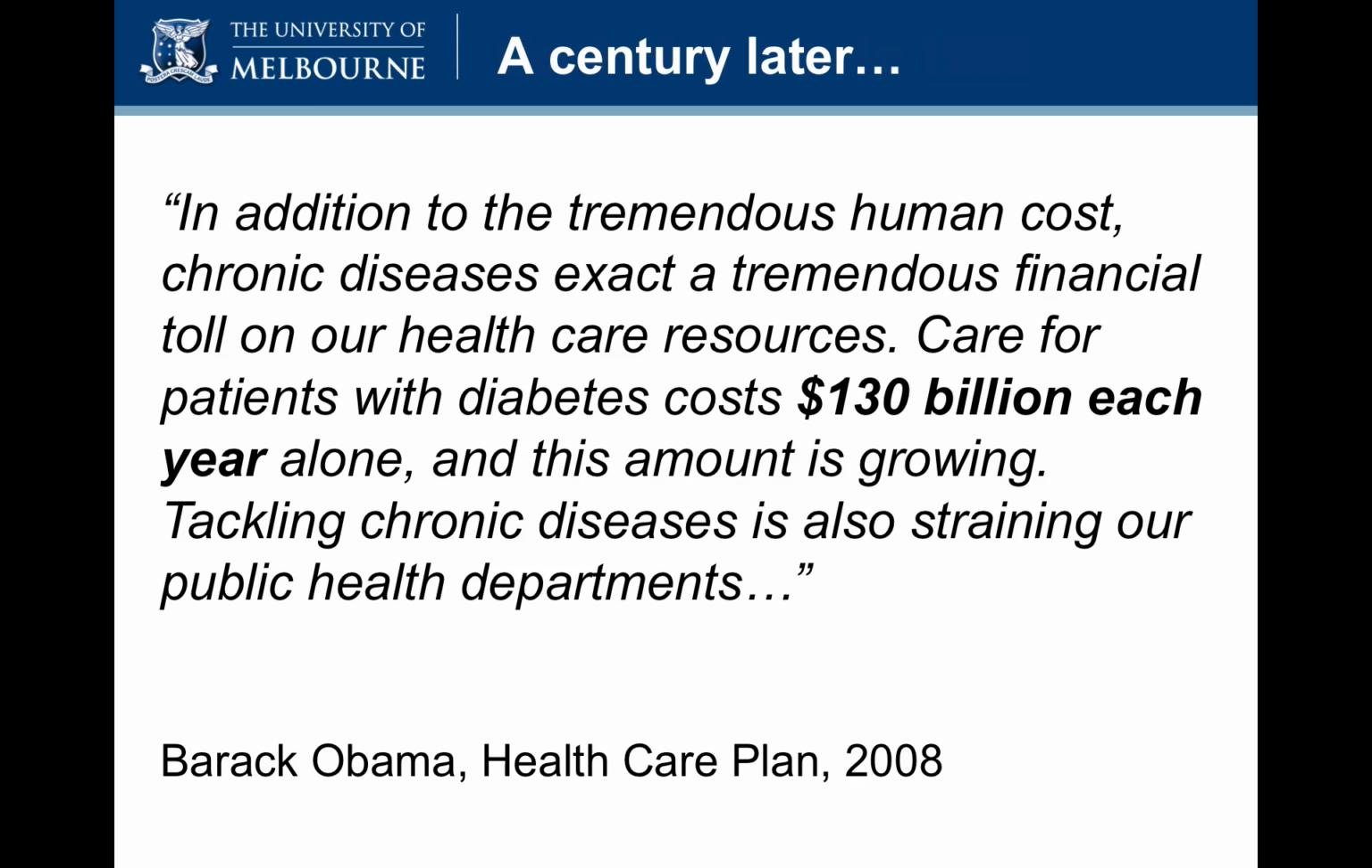So if we go forward a century, as you can see, this is a similar sort of quote, except instead of talking about tuberculosis, this is by Barack Obama from his healthcare plan in 2008. What he's talking about is diabetes. The millions have been turned into billions, and again, people are talking about the enormous costs of chronic disease. So it's a good starting point, but it really doesn't tell us how we should tackle these diseases and what the cost-effective strategies are, which we'll need to move to next.